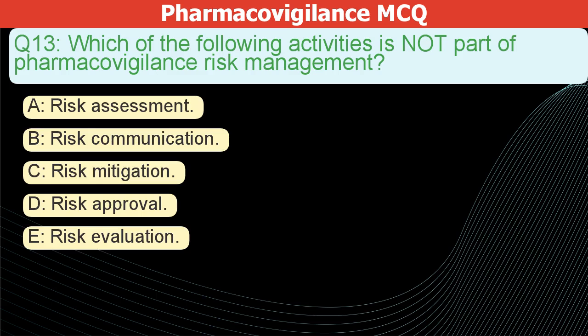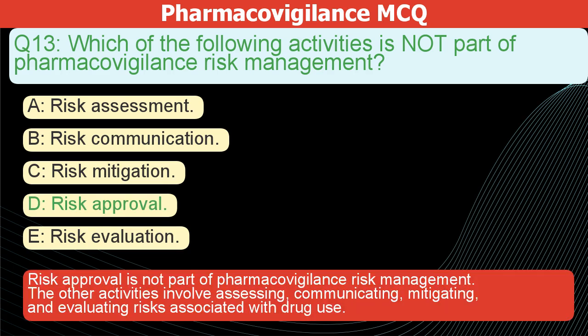Which of the following activities is not part of pharmacovigilance risk management? A. Risk assessment. B. Risk communication. C. Risk mitigation. D. Risk approval. E. Risk evaluation. The correct answer is D. Risk approval is not part of pharmacovigilance risk management. The other activities involve assessing, communicating, mitigating, and evaluating risks associated with drug use.